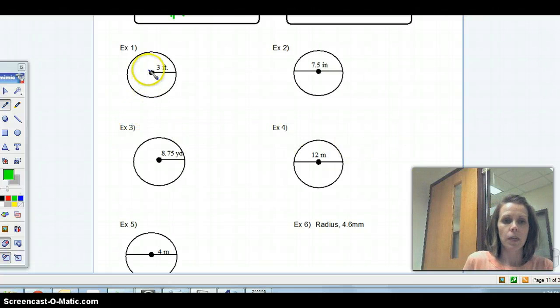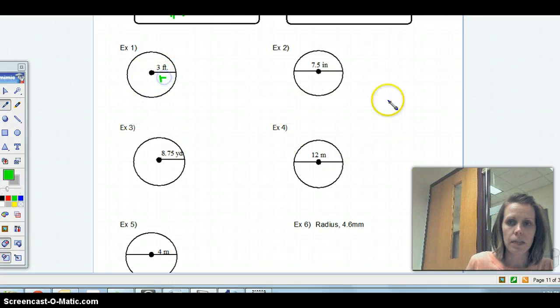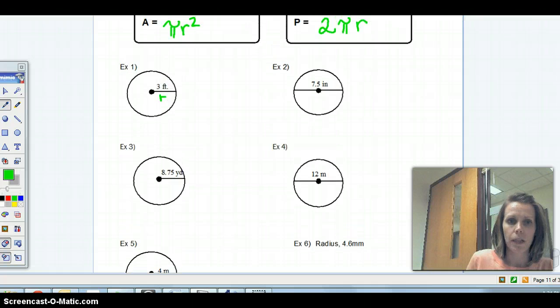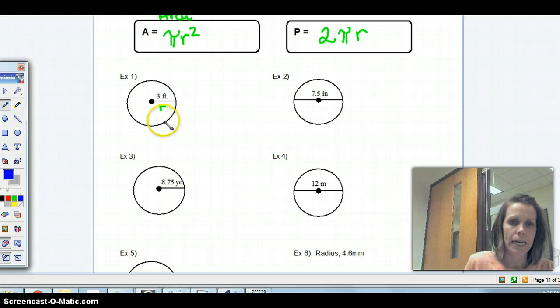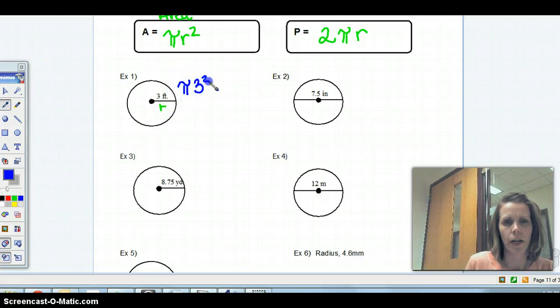Okay, so let's practice some of that. We'll do area first and work our way back to perimeter. So our first example here, we're given the radius, which is good because that's what we need for our formula. So we're going to do pi r squared, pi times the radius squared. So we're going to do 3 squared, so that would give us pi times 9.